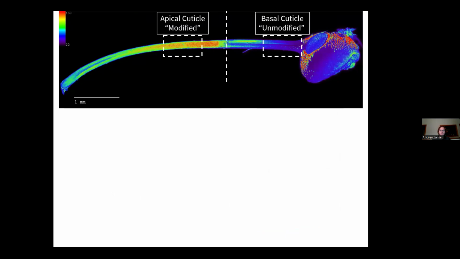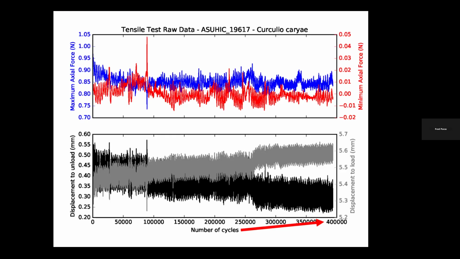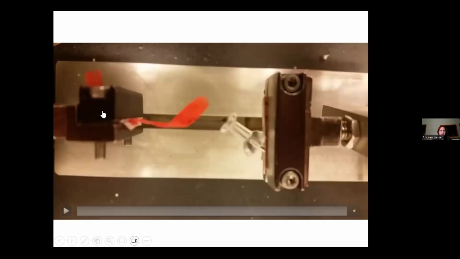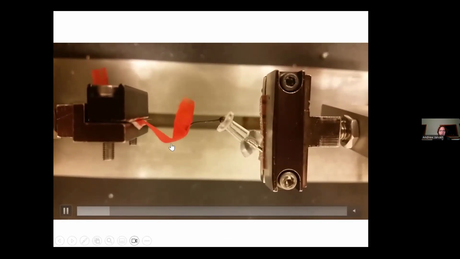Could I ask a quick question while you're on this? The device you had that was showing in the video, what exactly was the red portion there that was bending back and forth? Yeah, this orange thing here.